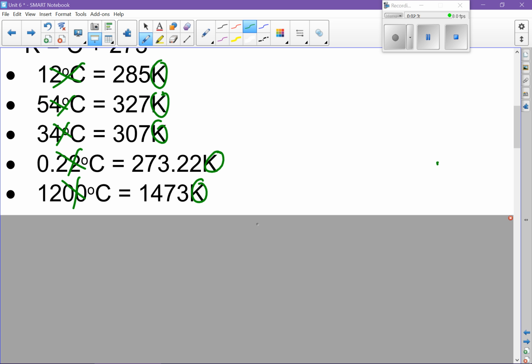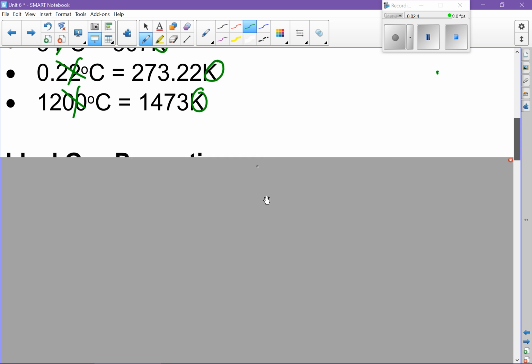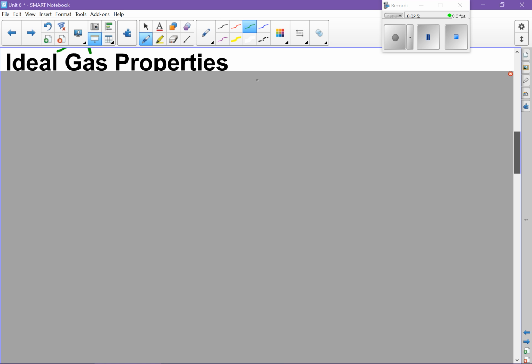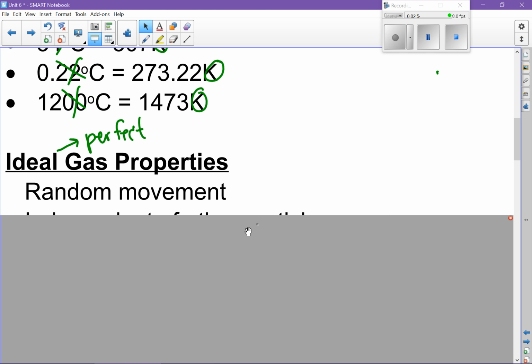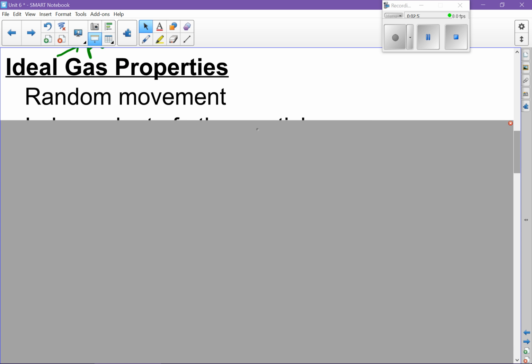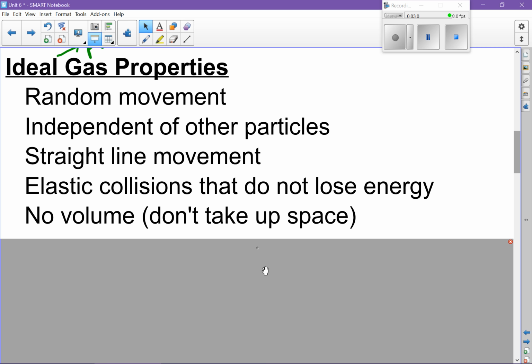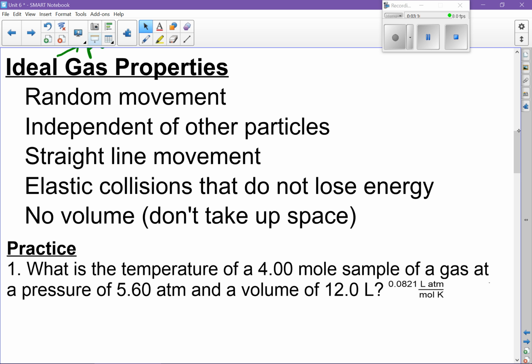Okay. Now, we also said that these are ideal gas properties. Remember, ideal means perfect. In the last unit you learned, what are the properties of an ideal gas? What makes a gas perfect? Remember we had our acronym RISN, which stands for random, independent, straight line, elastic, and no volume. These are the properties of the ideal gas that allow us to do the math with PV equals nRT. And now we're just going to work through a whole bunch of problems and let's see how we do.